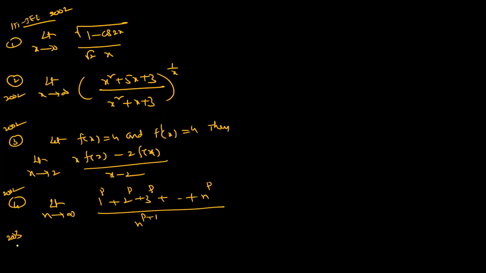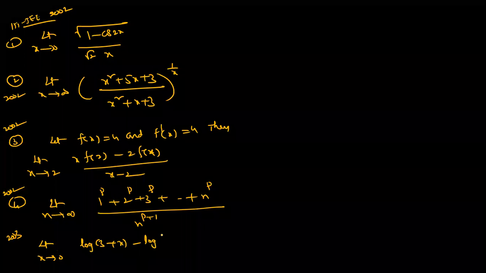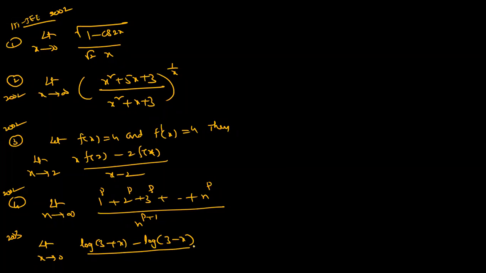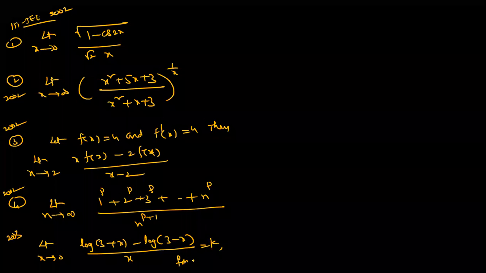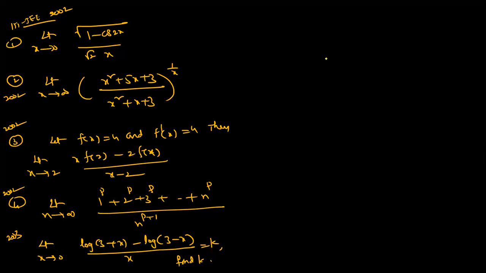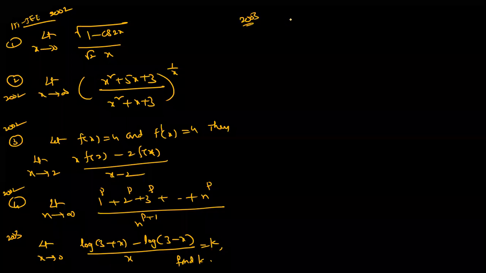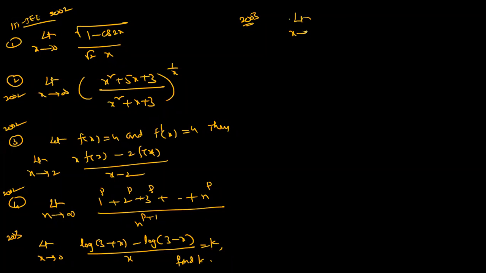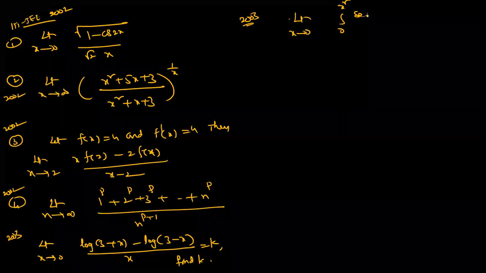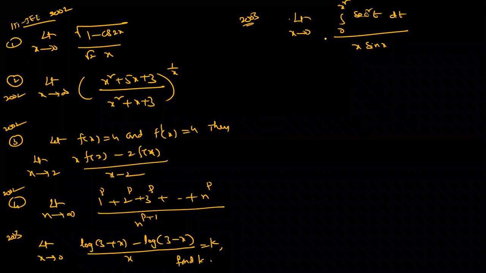2003. Yes, students, 2003. Limit x tends to 0, logarithm of 3 plus x minus logarithm of 3 minus x, whole divided by x. So please tell me tomorrow we discuss only doubts, dear students. Okay, now find K. 2003, advanced question. Limit x tends to 0, integral 0 to x square. This one you should use Newton's Leibniz rule. Yes, students.